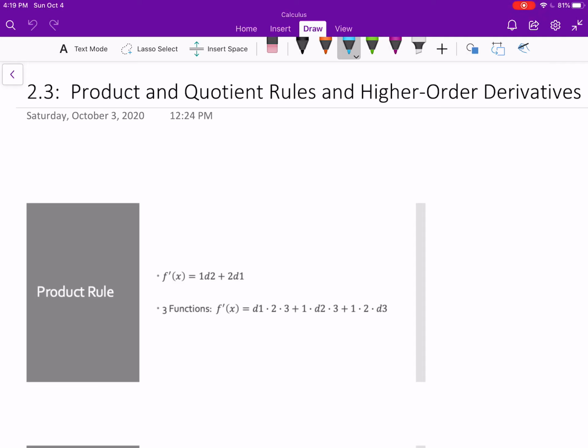This is section 2.3, product and quotient rules and higher order derivatives. So learning a couple more derivative rules today. The first one is the product rule.